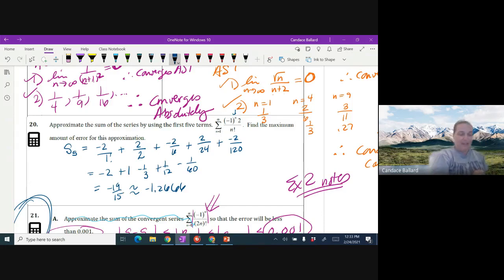Okay, but that's not the answer we want, right? That was approximate the sum. That was the first sentence. Is that what you got? Okay, we haven't found the maximum amount of error part yet.